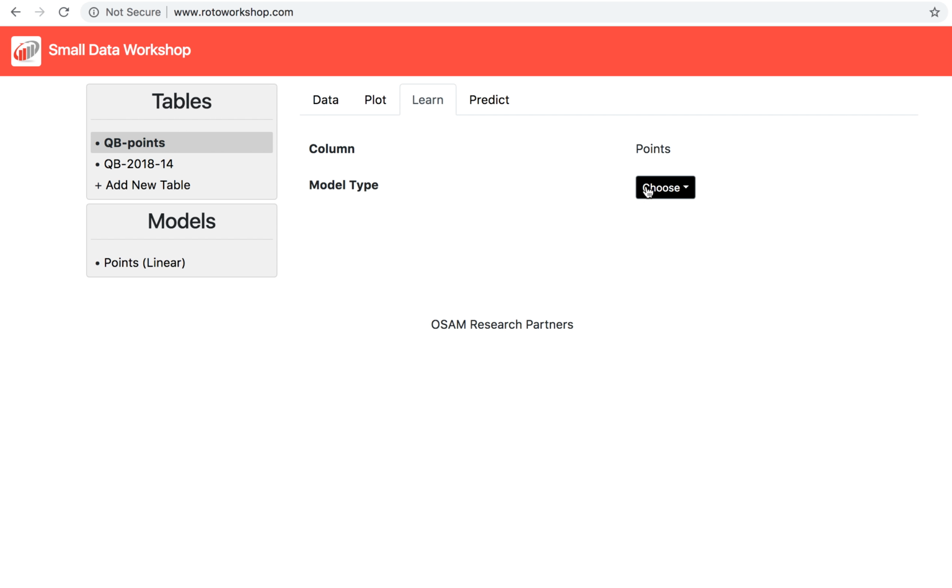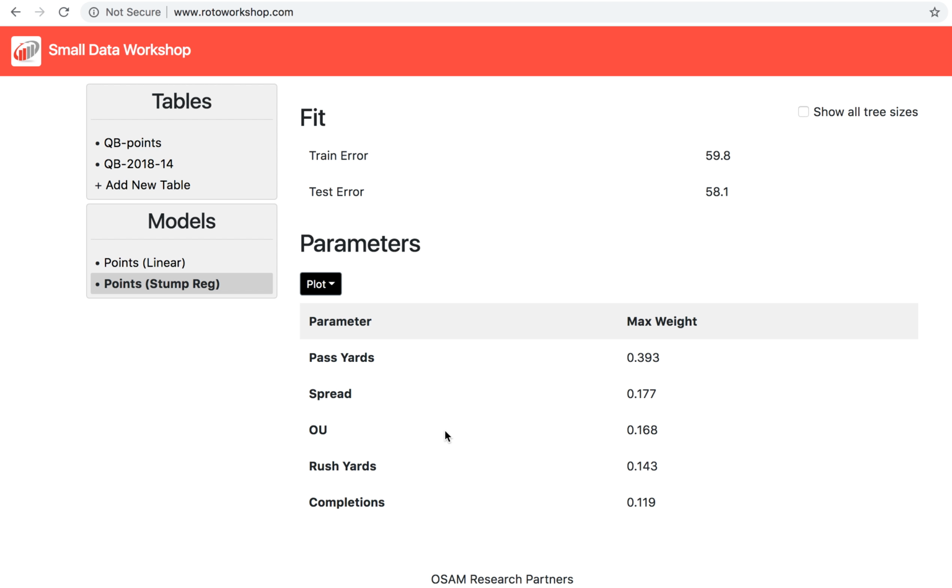So I want to predict the points. This time I'll choose an ensemble of stumps. Here's the model. Interestingly, this stump model actually has far fewer parameters.